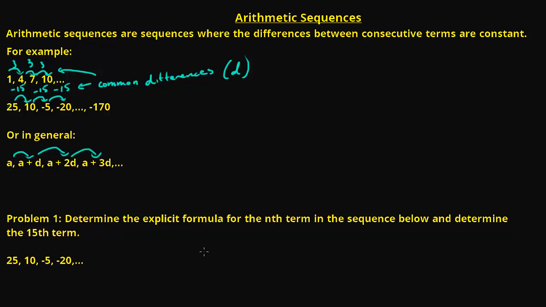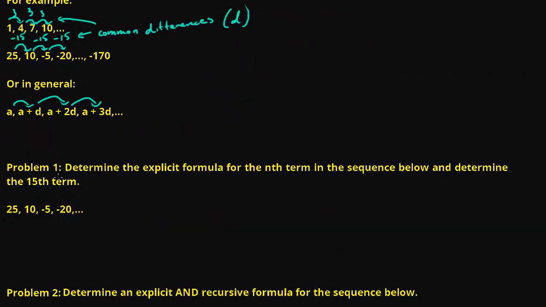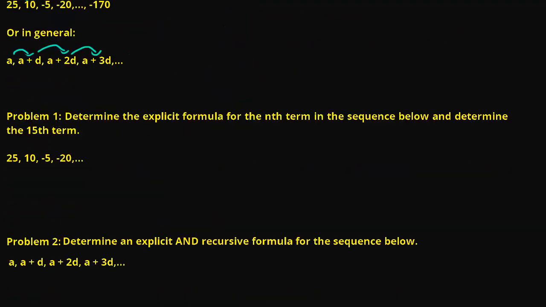So in problem 1, it says determine the explicit formula for the nth term of the sequence below, and determine the 15th term. In order to do that, first let's figure out what the first term is. The first term is 25, and let's look at the common differences. This is the same as the sequence that was written above, but we have that the common difference is negative 15. Minus 15 and minus 15.